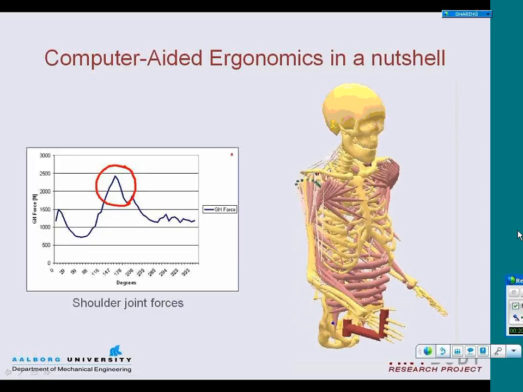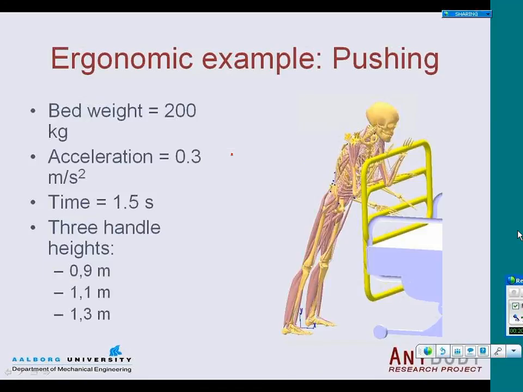So the only way that you can really do this is to simulate it by computer. And this is then what we're able to do. In the computer model, we can start moving the handle around compared to the position of the body. And we can change the length of the arm on the handle and so on. And then, by playing around with these parameters, we might be able to find a position which is more suitable and which doesn't cause large peaks in the joint forces. Now, this is really in a nutshell what you can do with computer-aided ergonomics.